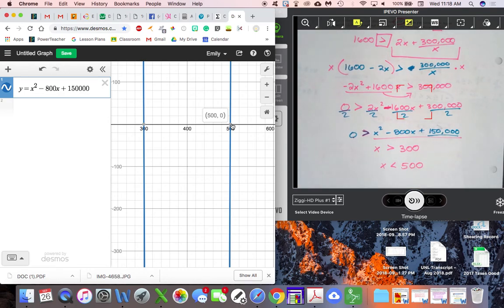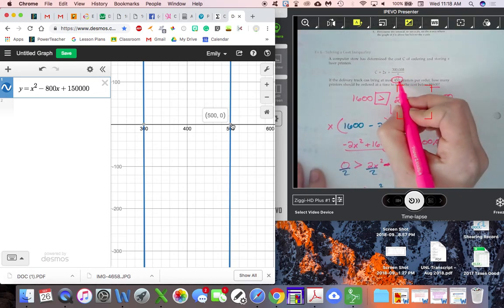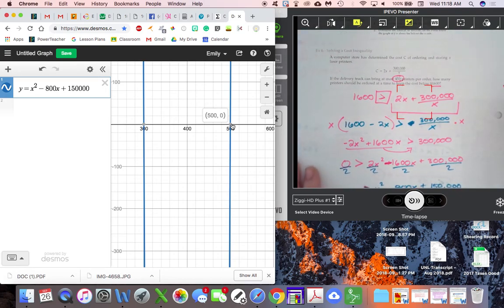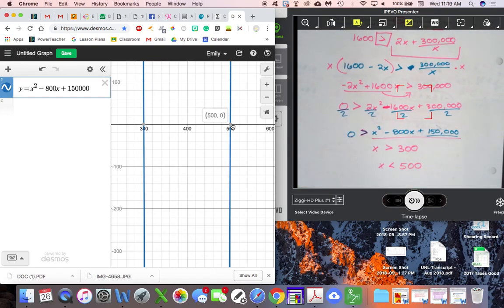But in the back of your mind, you were supposed to put the fact that we had 450 printers were the only thing that we could do, right? We only had 450 printers. So instead of being less than 500, that number is now restricted down to only 450. Does that make sense? Because the story problem restricted that down further for us.